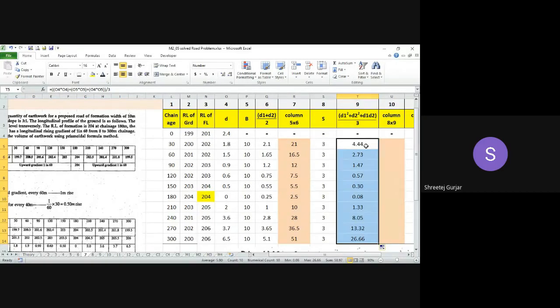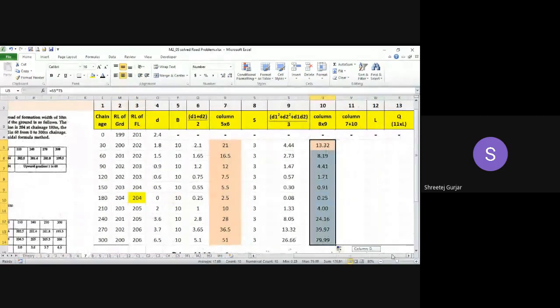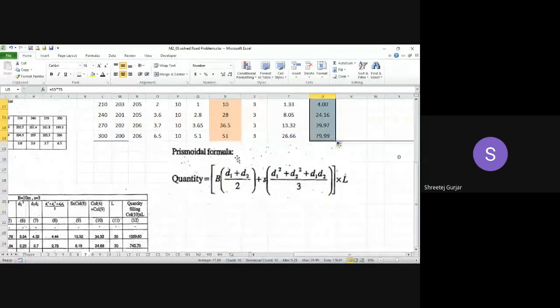Next, I will calculate S into this whole term. That is column number 8 into column number 9, equal to S into this thing. So now we have calculated S into this whole bracket. Now we have a plus in between, so whatever we calculated earlier plus this term which we have calculated just now.